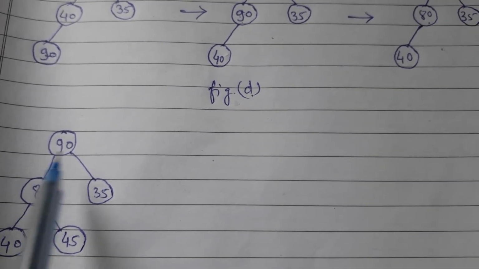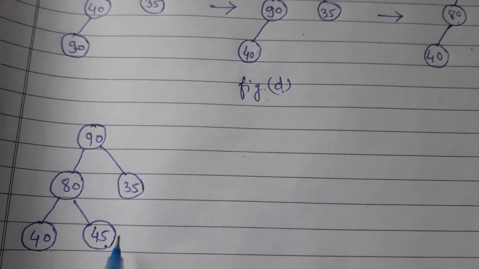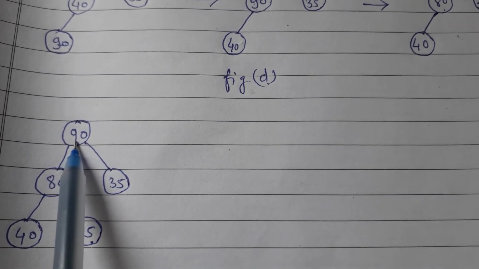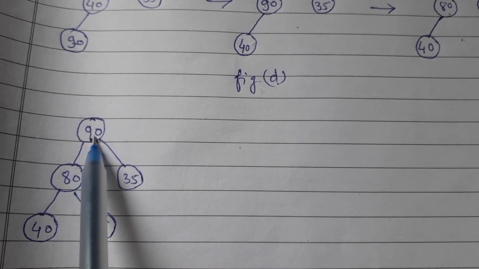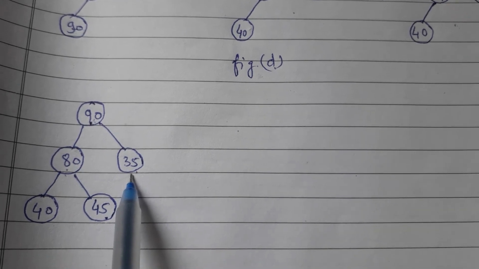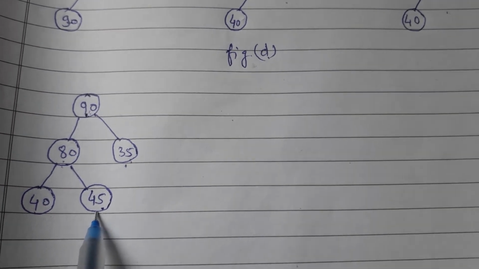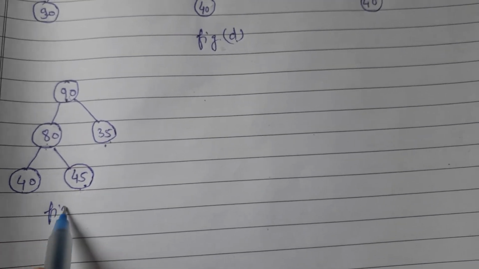So if we check whether whatever we insert is in a proper position or not, here we can say that 90 is a parent node. This is a max heap. So 90 is a parent node and it is greater than its two children, that is 80 and 35. Again 80 is a parent node and it is greater than its two children, that is 40 and 45. So this figure is correct.